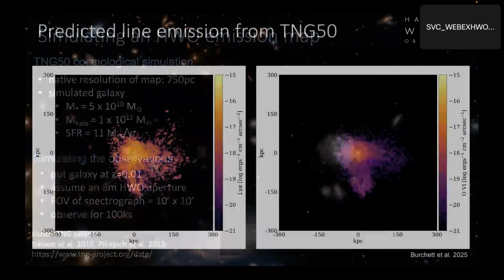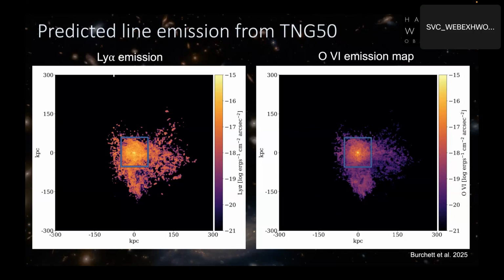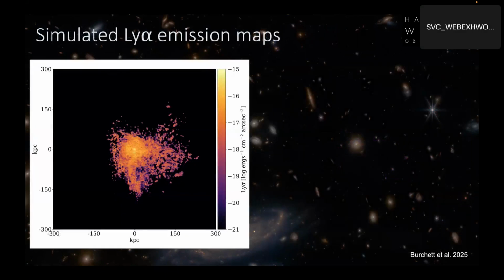So what we see, this is both Lyman alpha emission and oxygen 6 emission predictions from TNG 50. Surface brightness is shown there, just focusing on the Lyman alpha emission. Here, you see surface brightnesses of 10 to the minus 18, all the way up to 10 to the minus 15, across sort of scales of 300 kiloparsecs. That's all well and good.